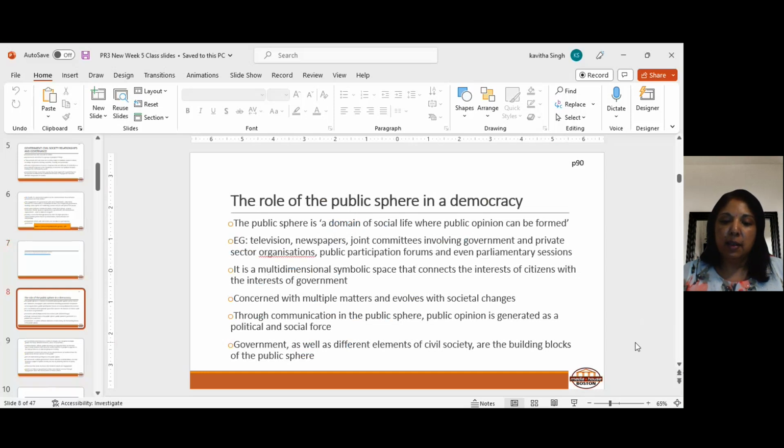So remember when we looked at, I think it was in Bali's presentation, the evolution of women. Women were not allowed to vote at one stage in life. Now, through evolution, today women can vote, women can have careers, they can study and educate themselves. So remember, societal change is inevitable. It's not a constant. Through communication in the public sphere, public opinion is generated as a political and social force. Government, as well as different elements of civil society, are the building blocks of the public sphere.